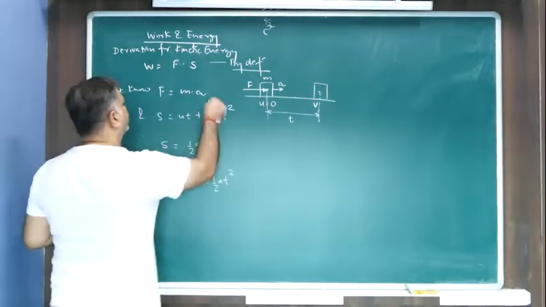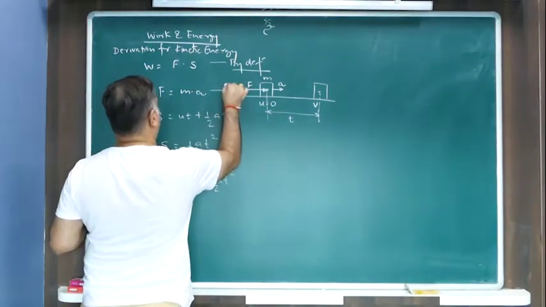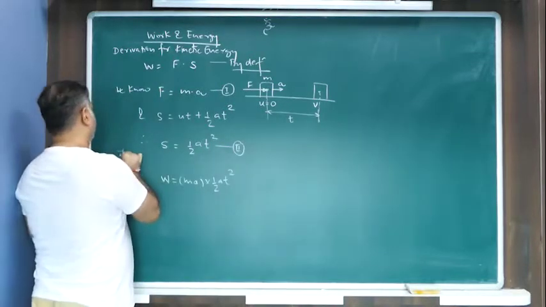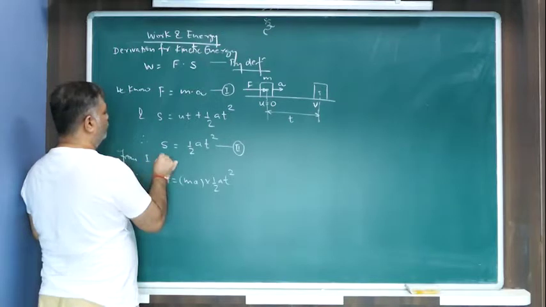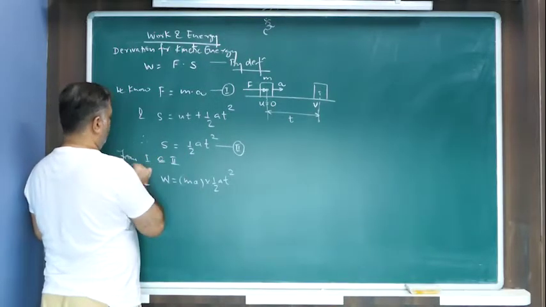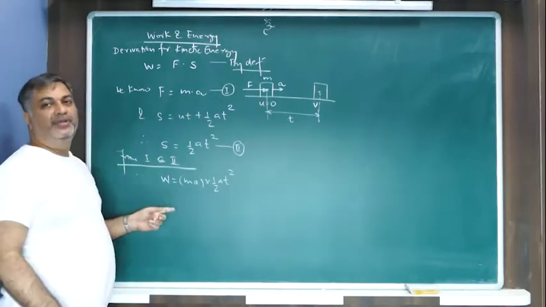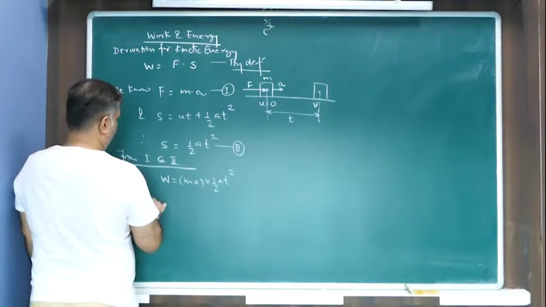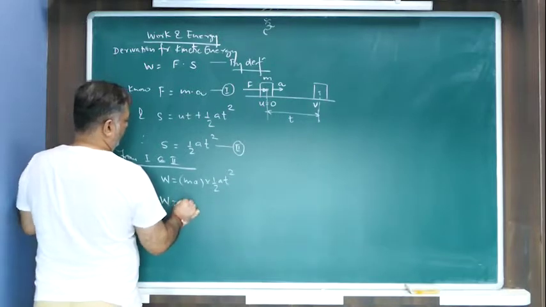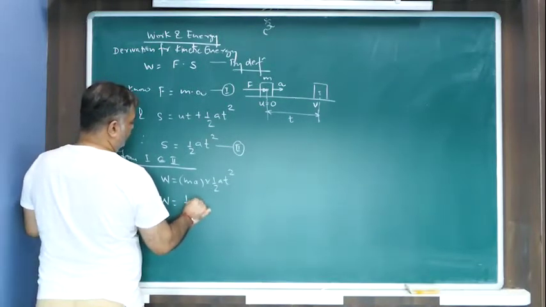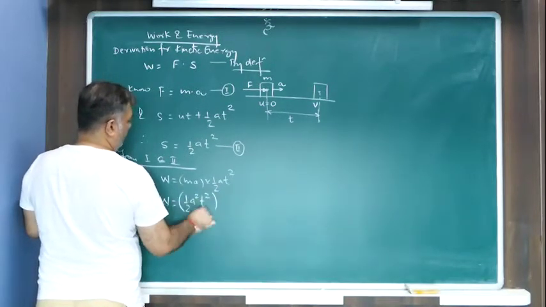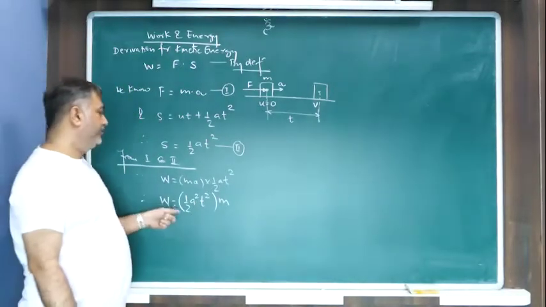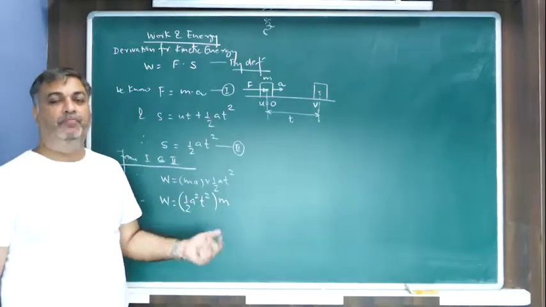Correct? So this I will call Roman number 1, this I will call Roman number 2, and then from 1 and 2, W will be ma into half at square. So what will I get therefore? Therefore W is going to be half a square t square multiplied by m.